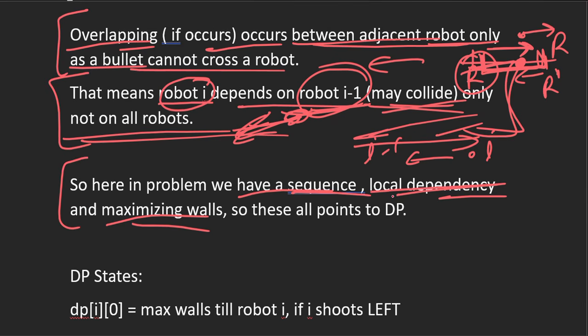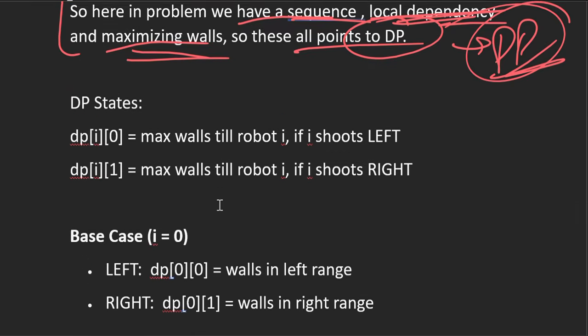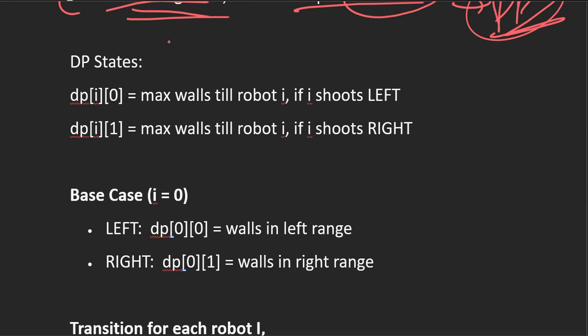So all these three things point towards a dynamic programming (DP) solution, right? So we have declared our DP states. We have two directions, the left direction and the right direction.